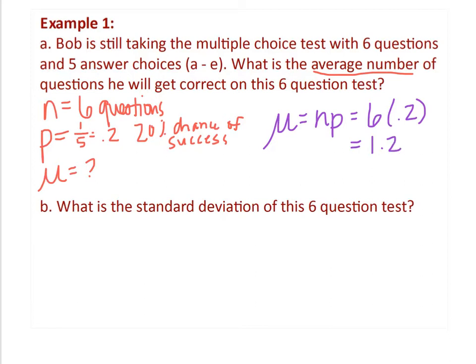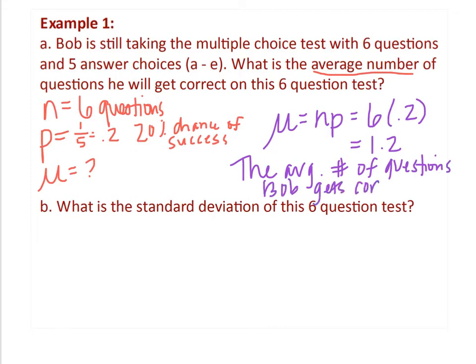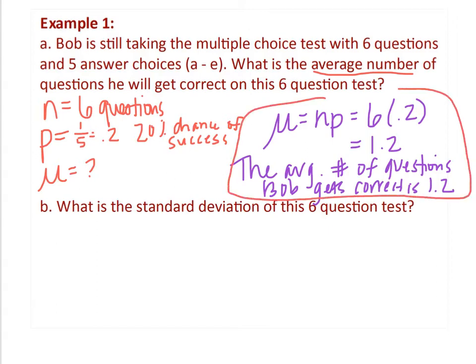If I write that in context of the problem, the average number of questions Bob gets right is 1.2. So this would be a complete answer. You need to show this work.